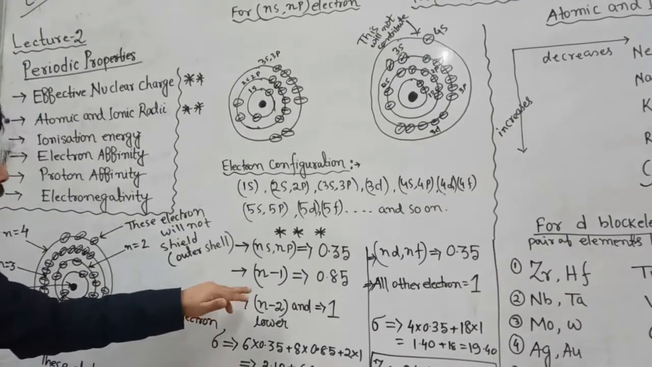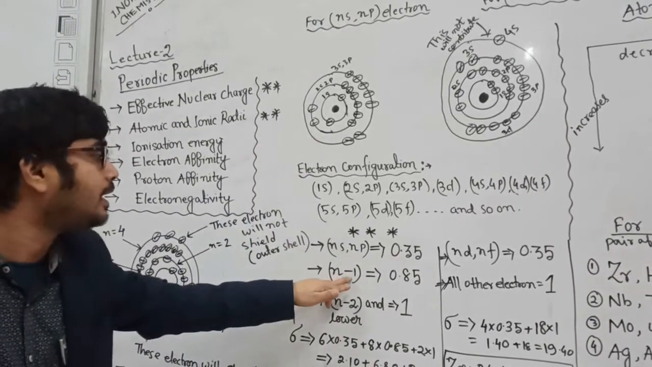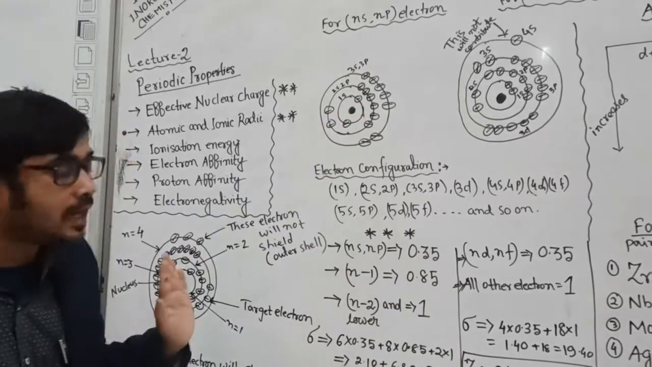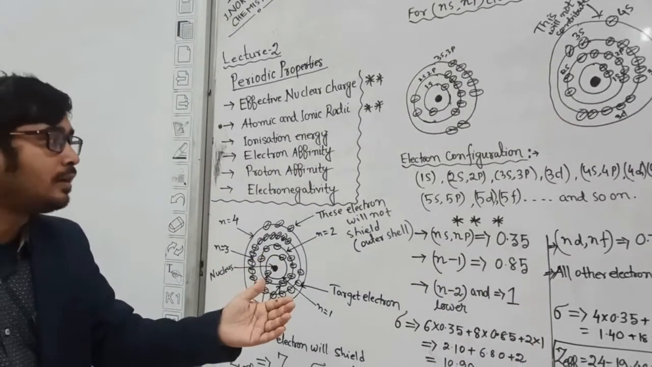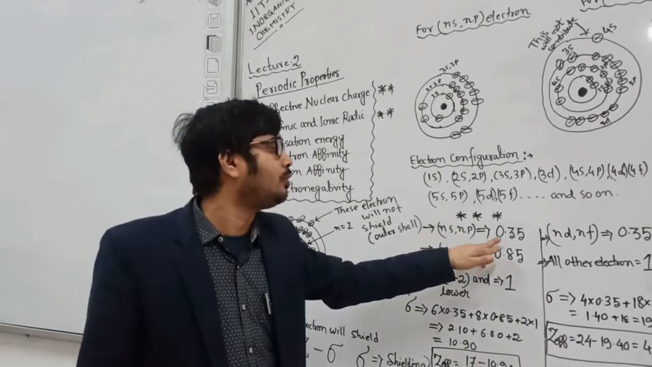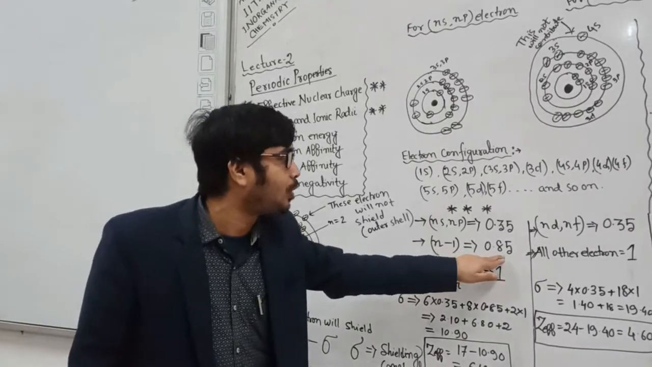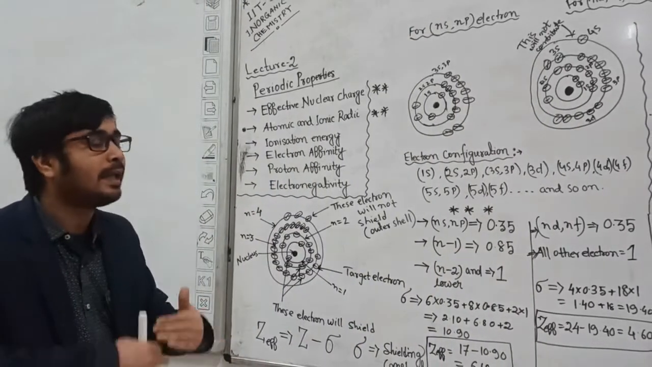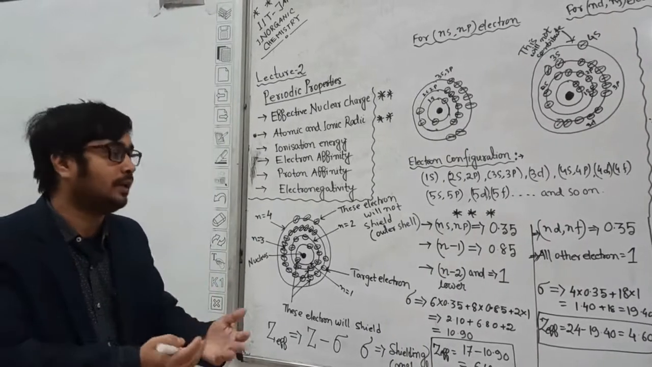For all electrons of the n minus 1 shell, that means if n equals 3 here, n minus 1 will be 2, so the 2s and 2p electrons in this case will contribute 0.85. So you need to remember that all ns np electrons will contribute 0.35, all n minus 1 electrons will contribute 0.85, and all n minus 2 and lower shells will contribute 1, that means they shield completely.